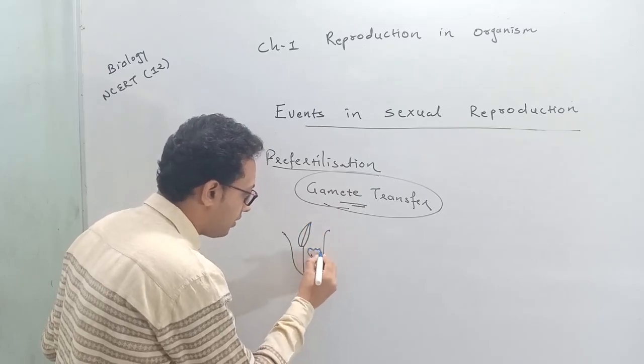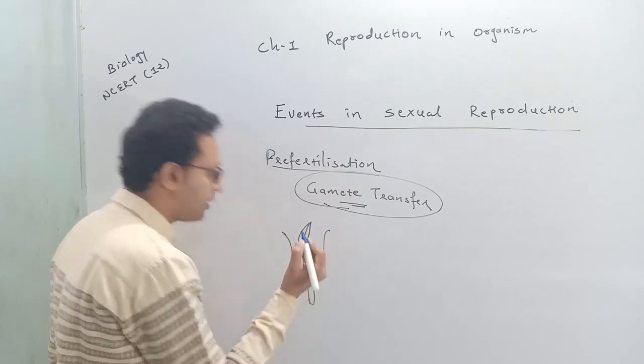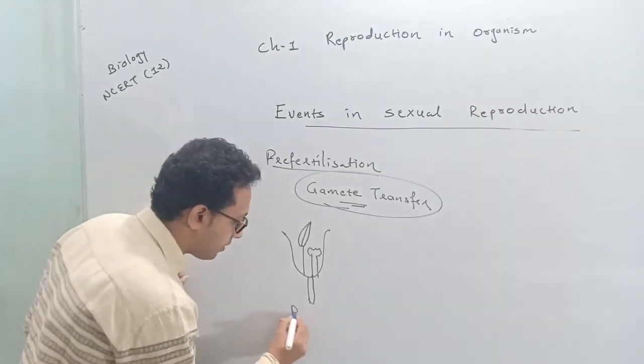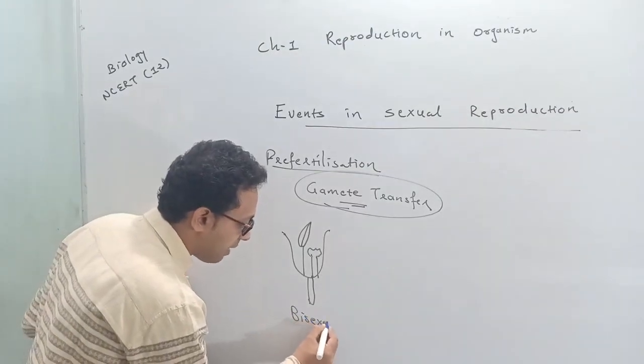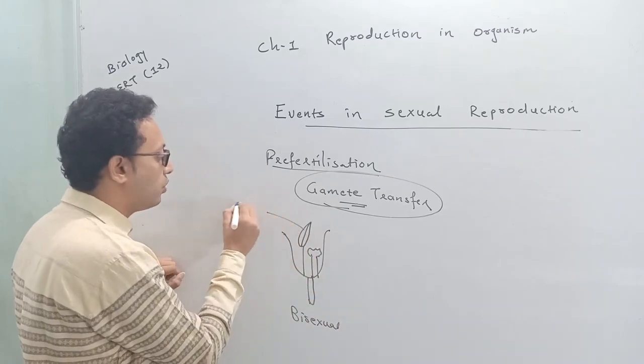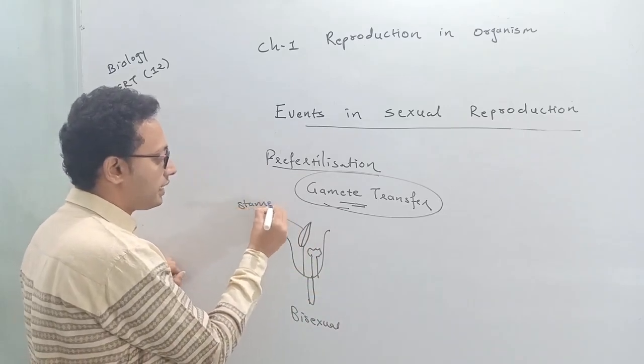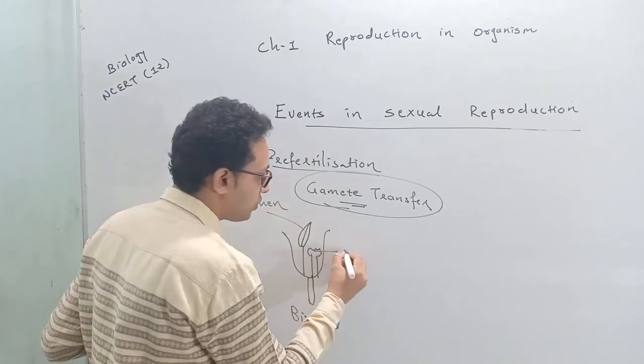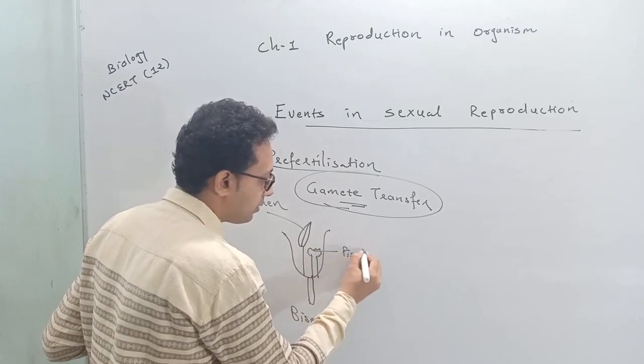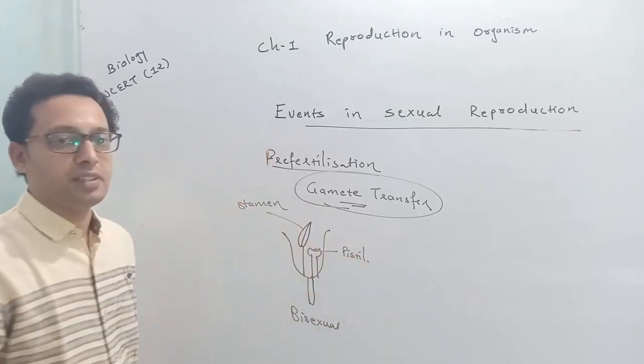See, I am drawing a flower. This is a bisexual flower. Why are we calling it a bisexual flower? Because it possesses both the male sexual organ, stamen, and the female sexual organ, carpel or pistil. Both are present in the same flower.